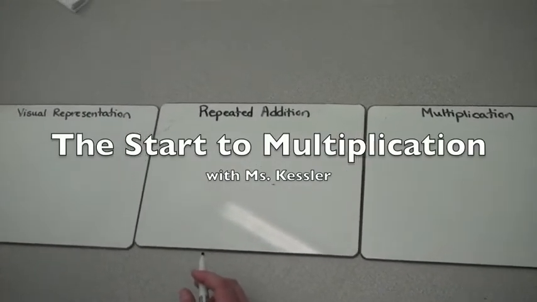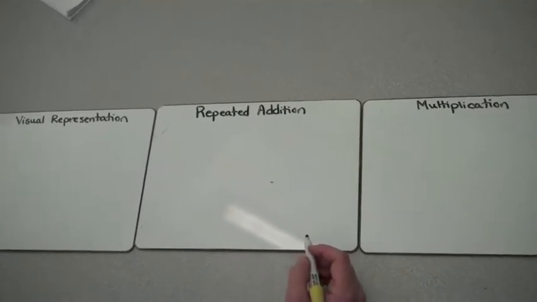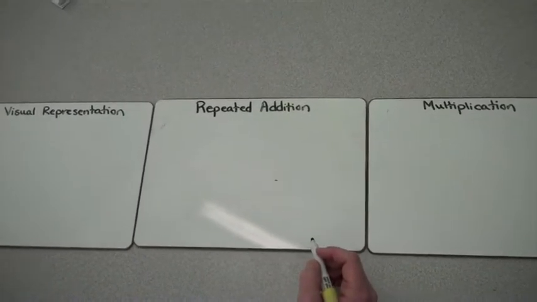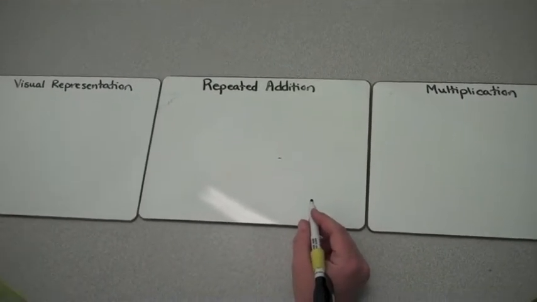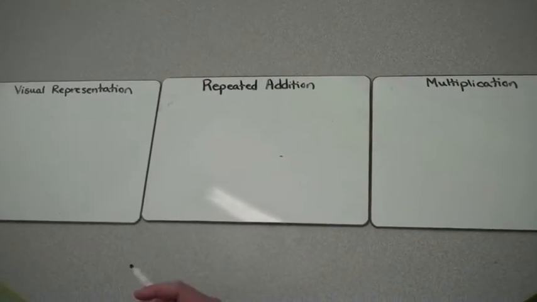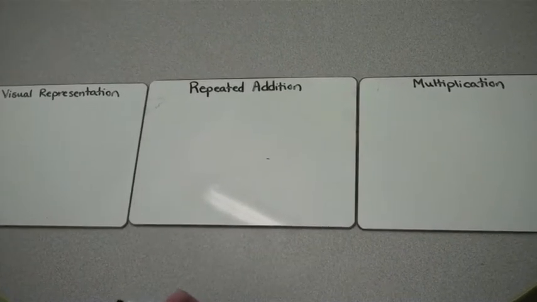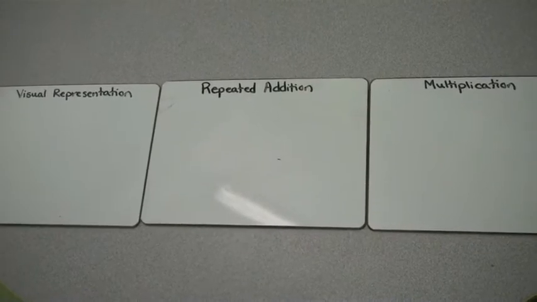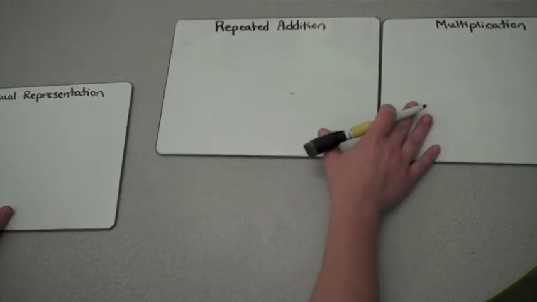Alright, so this tutorial is going off of the first lesson that the students in second grade have learned about multiplication. So in second grade, the students are exposed to a variety of different ways to explain and help the students understand more clearly what multiplication is. So the first one that we're going to look at is the visual representation.